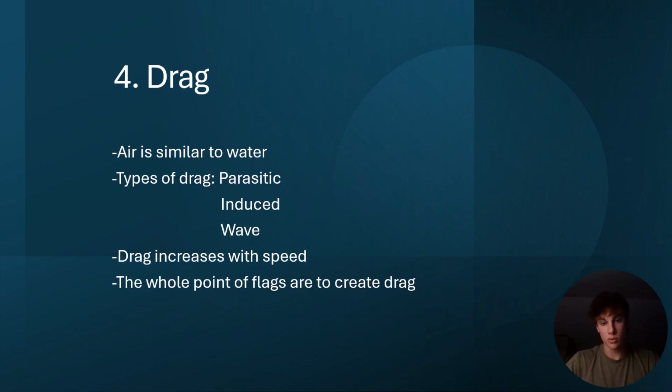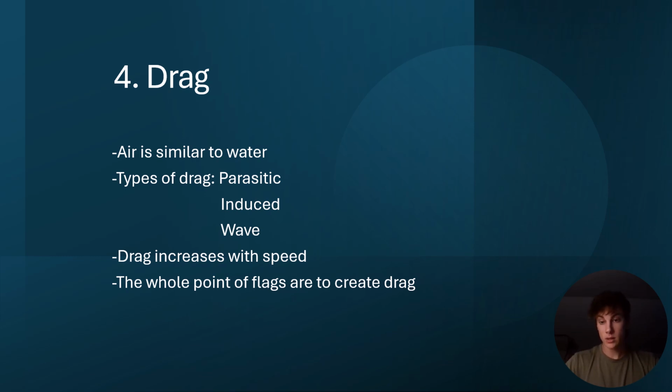When a plane is trying to move through the sky, anything that is going through the air is creating drag, no matter how thin it is. From something as small as the pitot tube to the windshield, both create drag. There are a couple of different types of drag. The main ones are parasitic, induced, and wave drag.